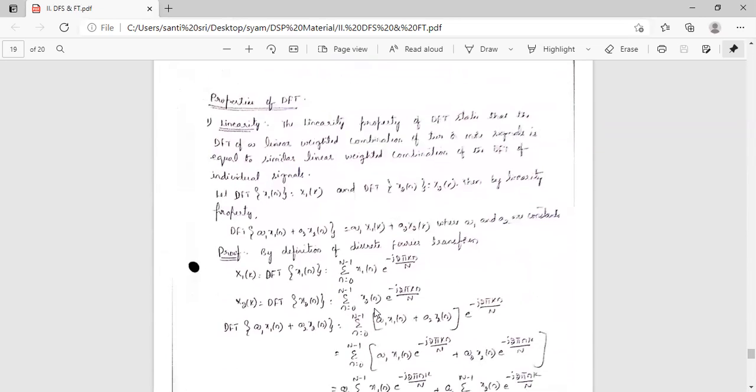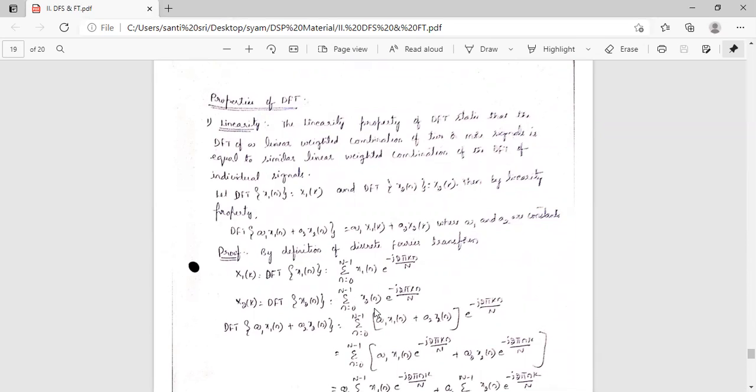Next we will see the properties of DFT, discrete Fourier transform. So we discussed about the properties, but the proofs we didn't discuss. So now we will see the proofs of the properties. The first one is linearity property.